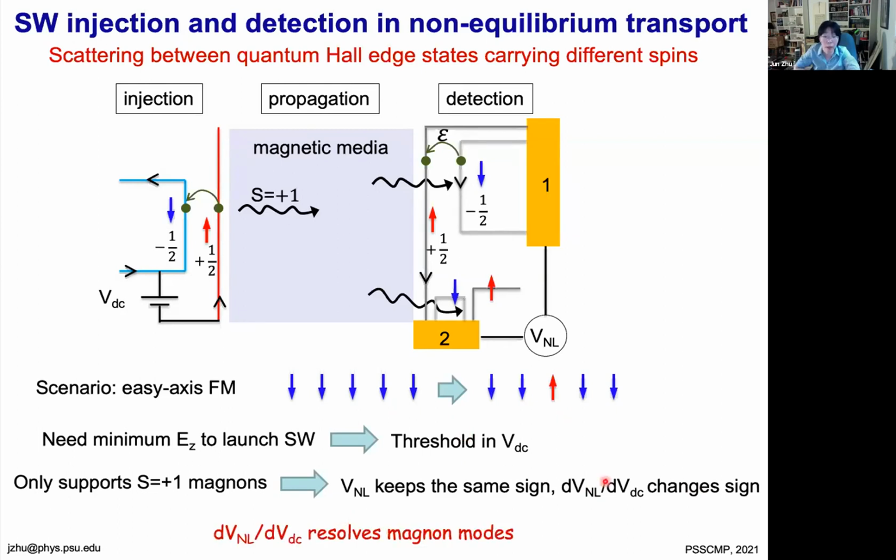If we do a differential measurement, scanning the VDC and looking at dVNL/dVDC, we can resolve individual magnon modes. For those of you who have done, for example, tunneling spectra, you can see how this works. You can have phonon-assisted tunneling or magnon-assisted tunneling, and so on and so forth. We're able to resolve those modes using these differential measurements.